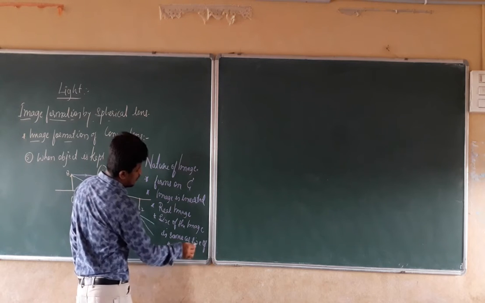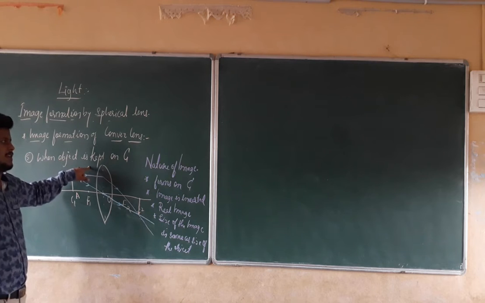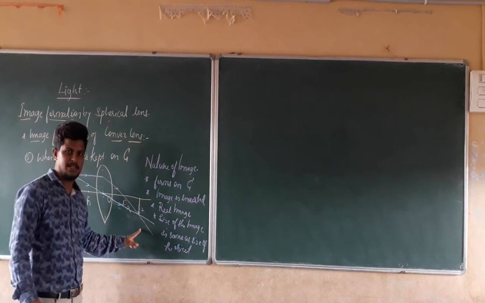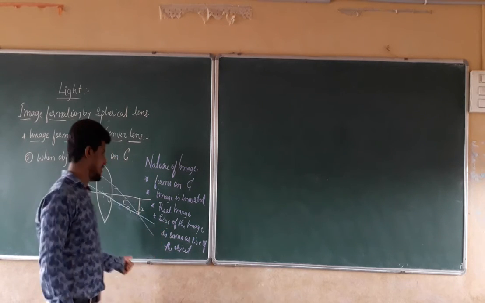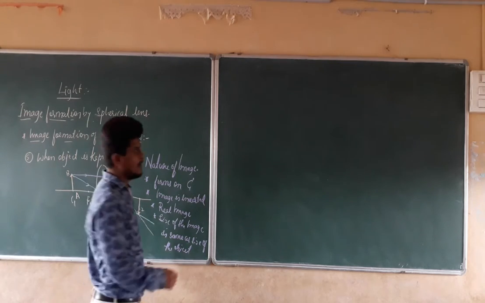Size of the object. That is nothing but when an object is kept on C in case of a convex lens, the image is going to form on the C and it will be a real image and an inverted image, and the size of the image will be the same as the size of the object. Right? This is the fifth condition.